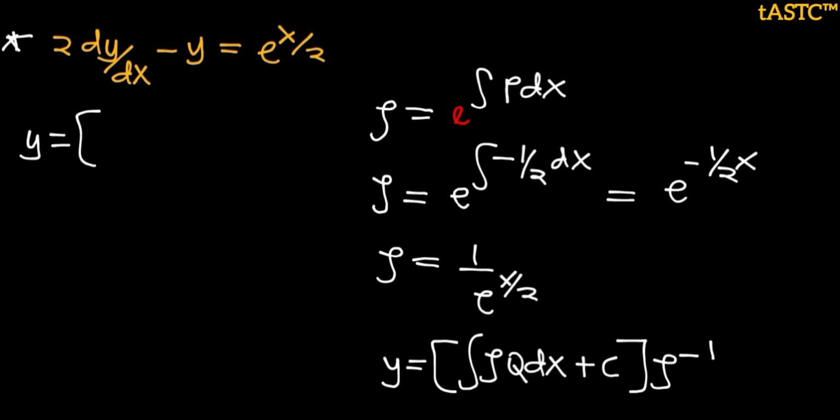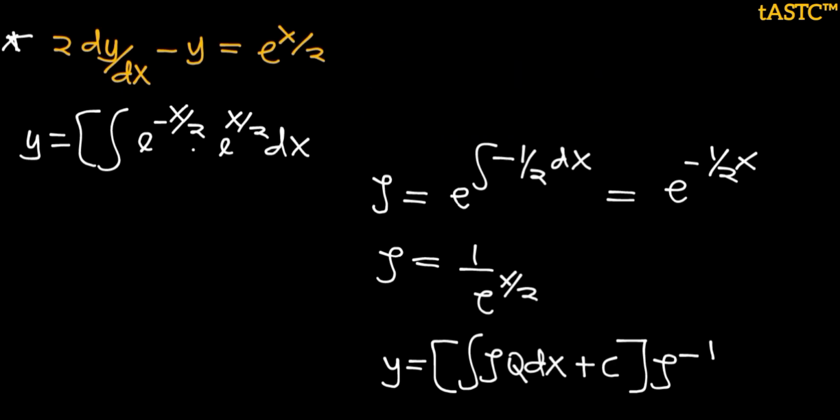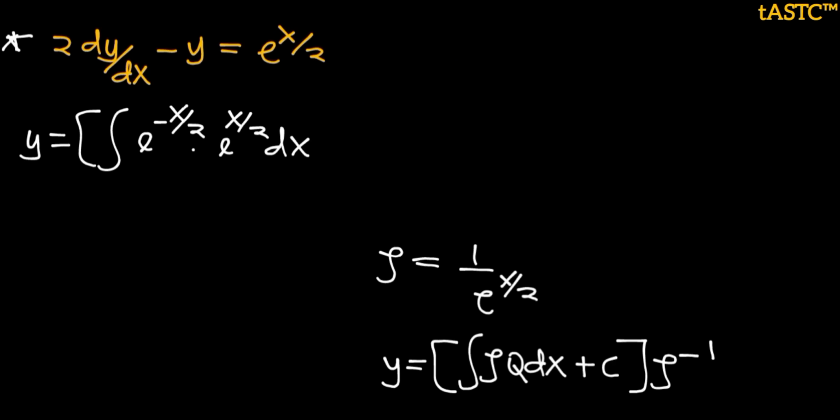So y is going to be equal to the integral of rho. Now rho in this case is equal to e raised to the power of negative x divided by 2. And we have q. So what is q? Q is obviously here. That is e to the x divided by 2 dx. Okay, so I need to wipe these out also. So that is plus c. And this is, well, I need to multiply that with the negative.